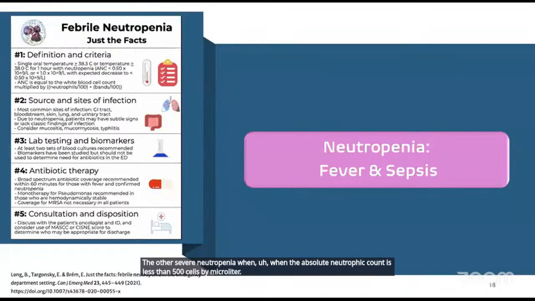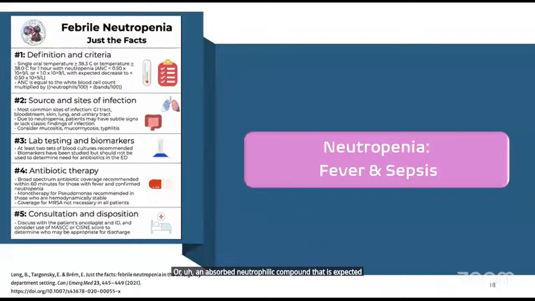or an absolute neutrophil count that is expected to decrease to less than 500. With that, you will go ahead and confirm that this is mainly neutropenic fever.